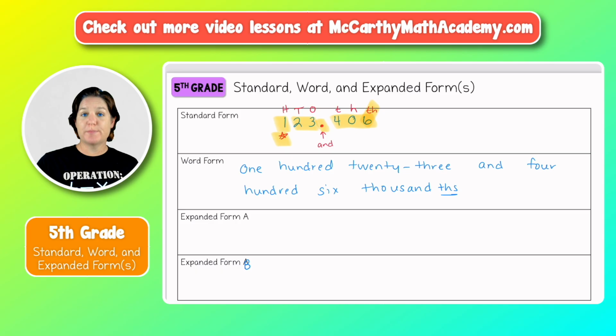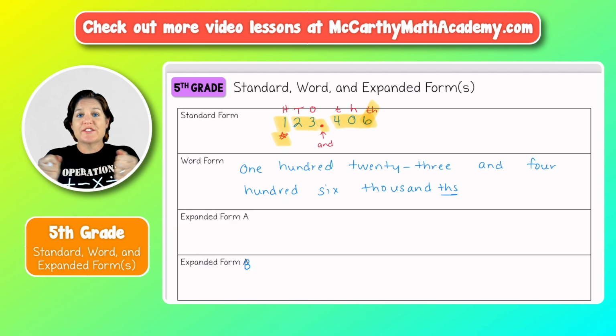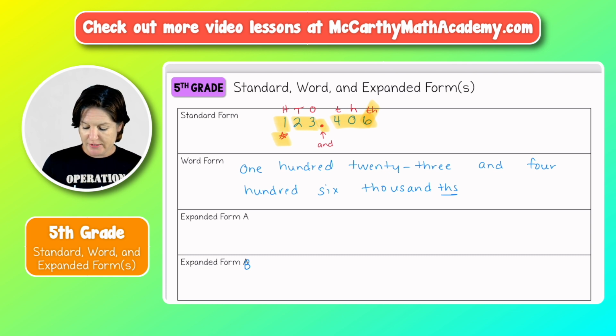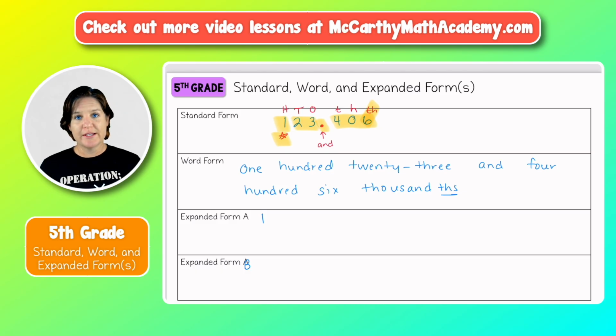Now let's move on to expanded form. Expanded form is when we take each digit and we expand the values. Okay, so first we're going to start with the digit 1 that's in the hundreds place, reading it from left to right. So we have the digit 1 that's in the hundreds place, and it has a value of 100. Plus, the next digit is 2, which has a value of 20. Plus, our next digit is 3, and that has a value of 3.